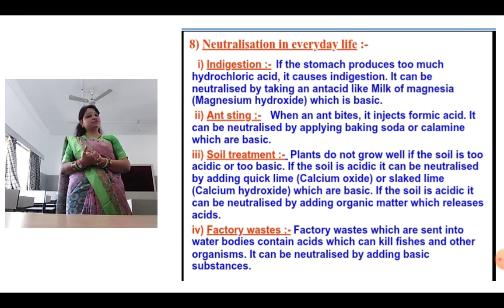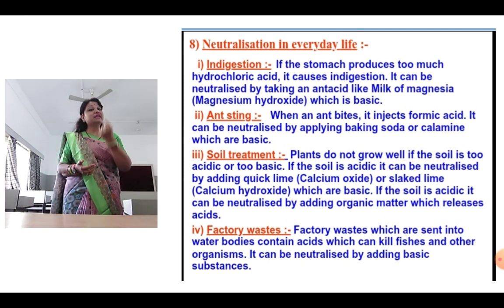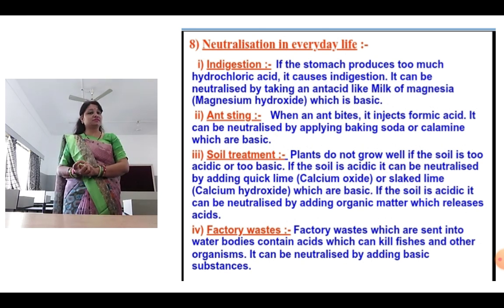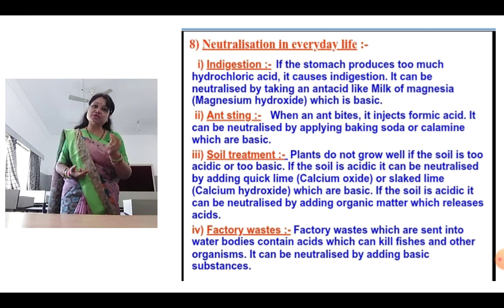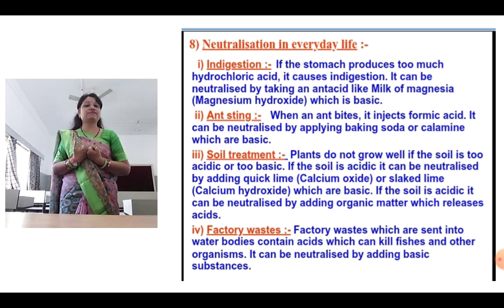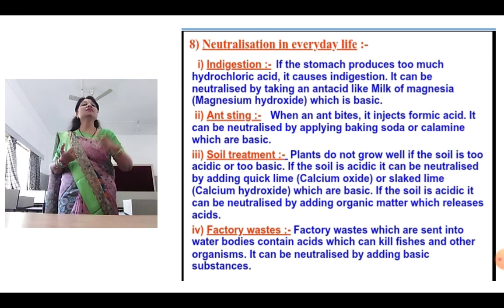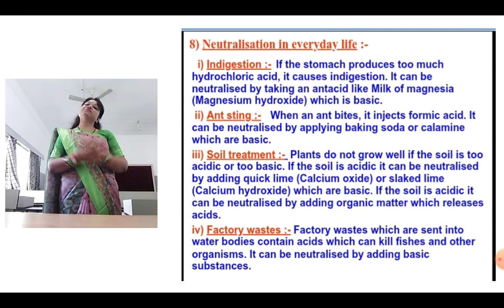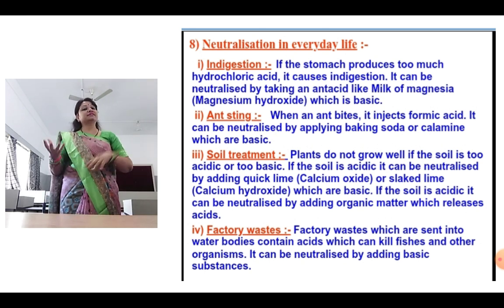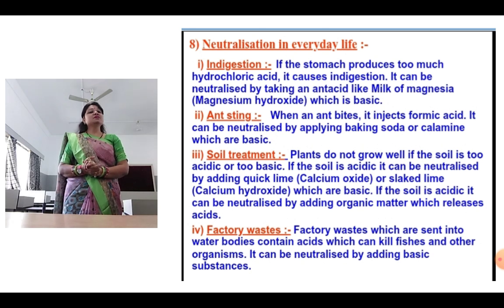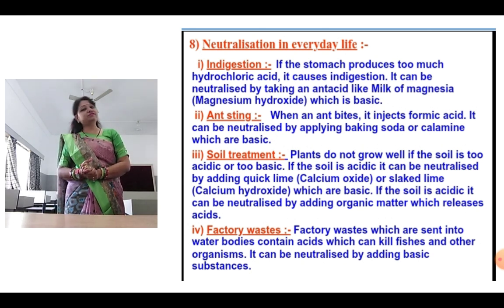Next example of neutralization in everyday life is ant sting. You know, when an ant bites, it injects formic acid, correct? Now it can be neutralized by applying baking soda, because acid plus base gives salt. So we get relief. When we have an ant sting or wasp sting, your elders used to tell you to apply baking soda. Why? Because you will get relief from the pain, because acid and base together will form the salt. Neutralization will occur.